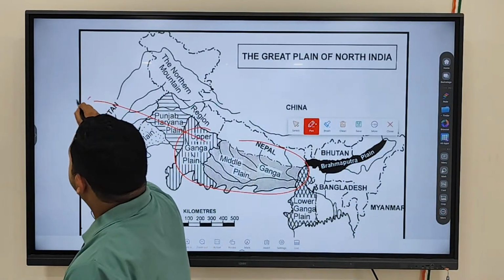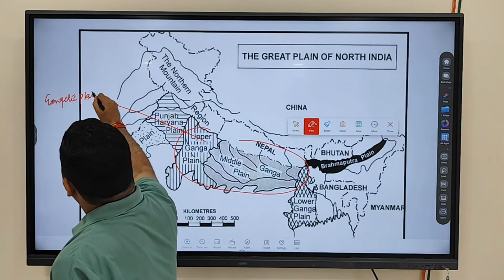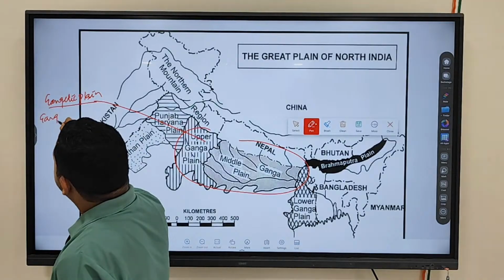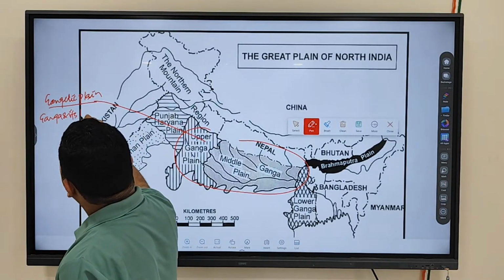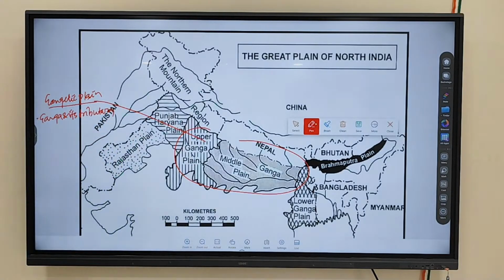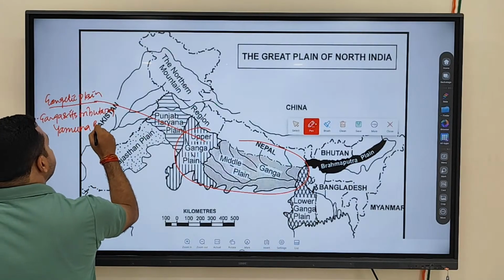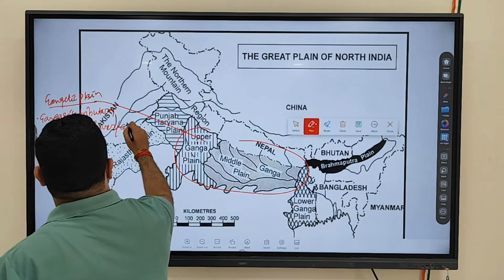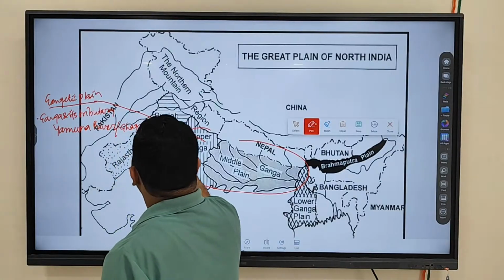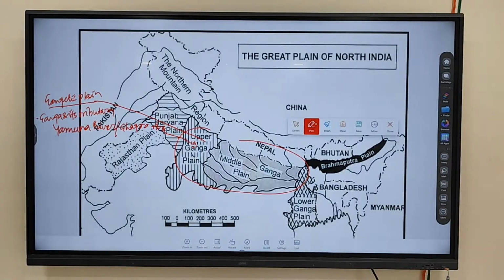So this Gangetic plain, Ganga and its tributaries, they are creating this Gangetic plain. So the upper Gangetic plain is created mainly due to the Yamuna river and Ghagra river. These are the rivers that are creating your upper Gangetic plain.